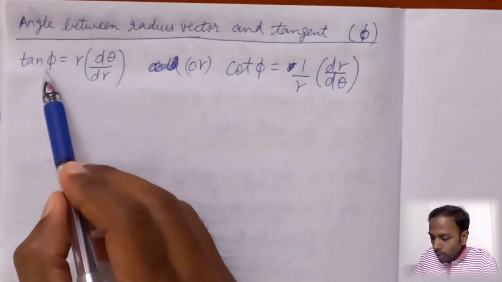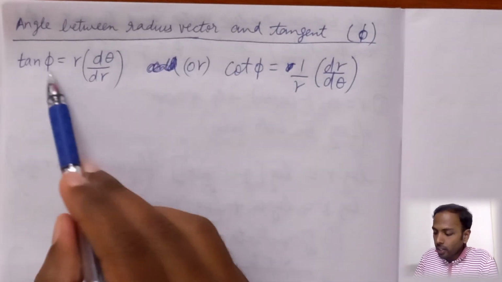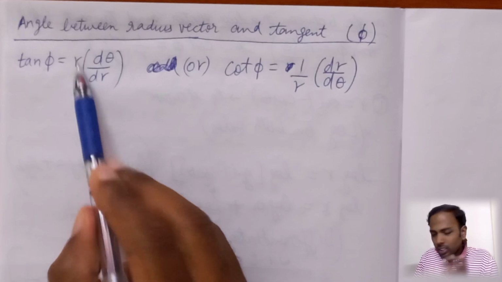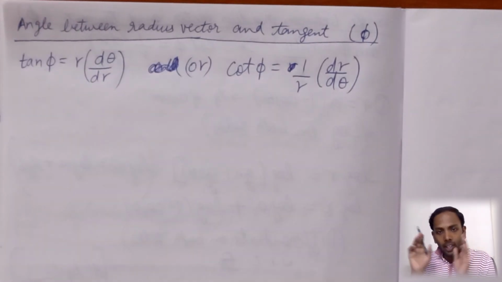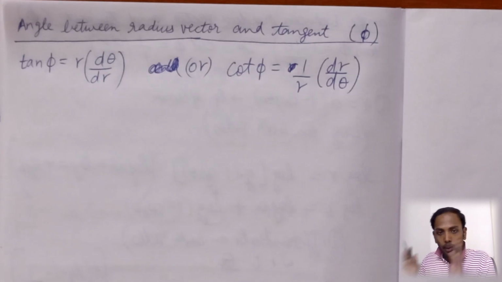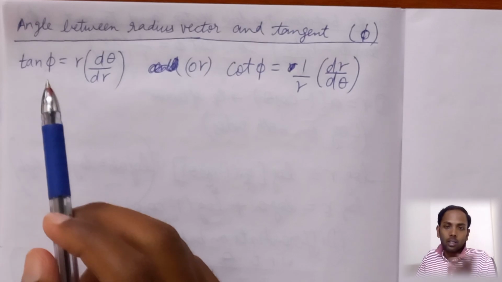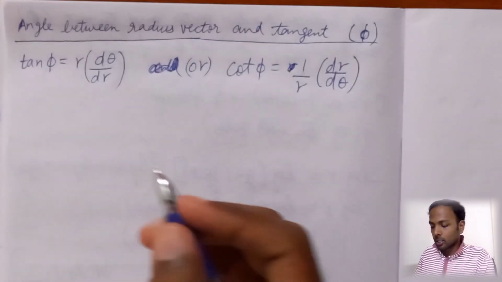These two formulas are basically used to find phi, which is the angle between the radius vector and the tangent. Don't worry about r and theta; all of this will be given in the question itself. The data will be given in the question. Just take the values, do some simplification, apply the formula, and then finally find phi. That's all there is to the angle between them. Now let's take a question and see.